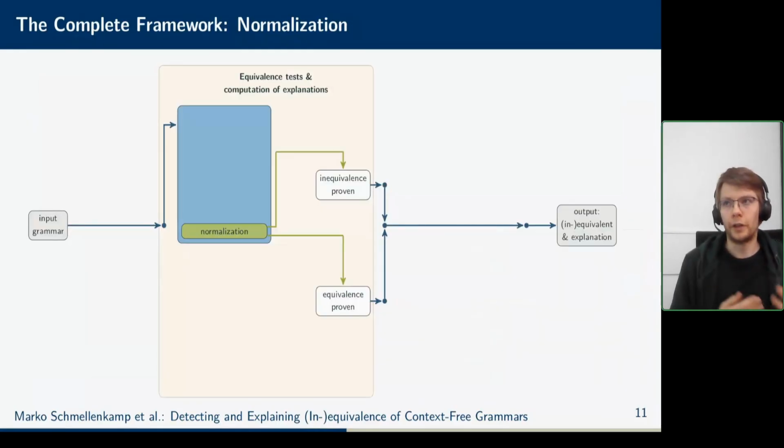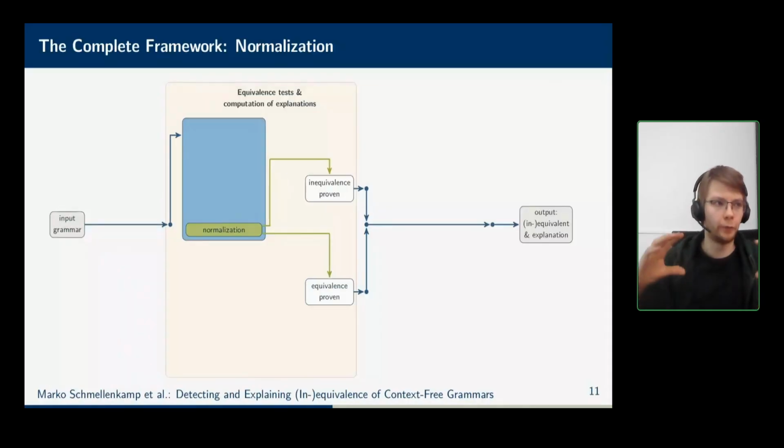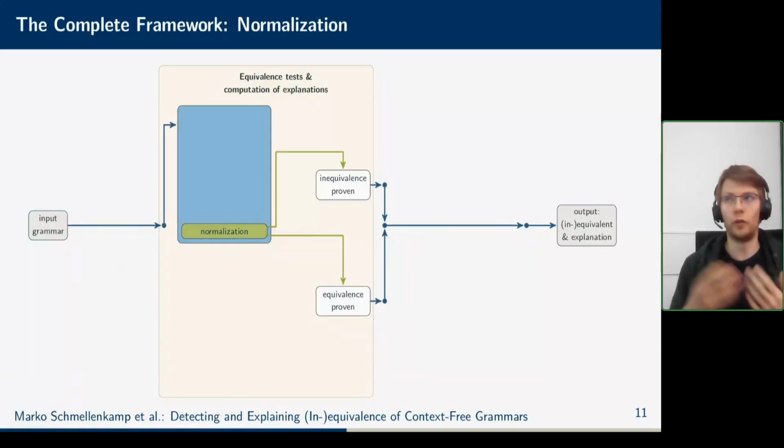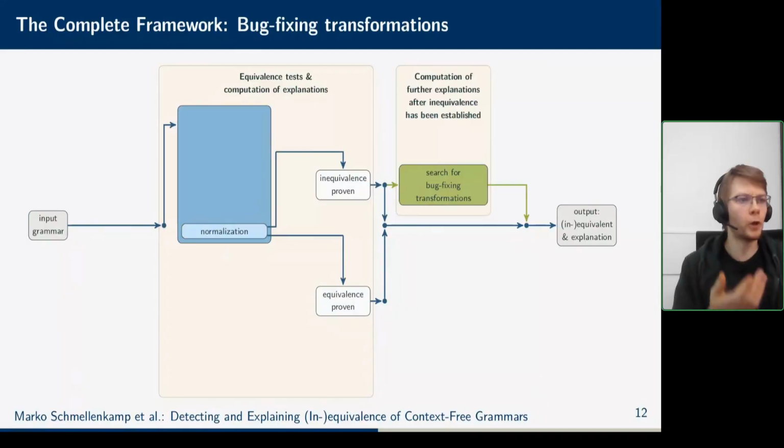Now I showed you two main aspects of our system, and now it's time to put it all together. I'll give you an overview of how this all interacts in one framework. Let's start with the normalization we've seen in the beginning. With that, we can check whether a grammar can be transformed into a grammar for which we already know the correctness or the incorrectness. And we also looked at the bug fixing transformations and saw that they can be used to generate more feedback.